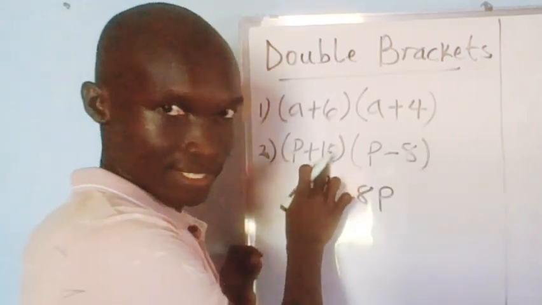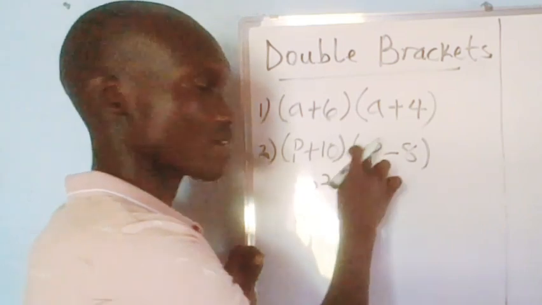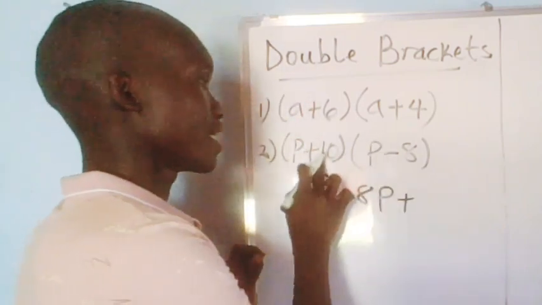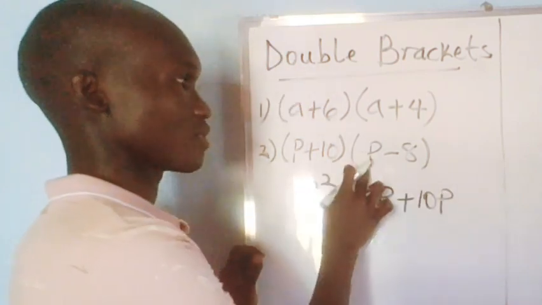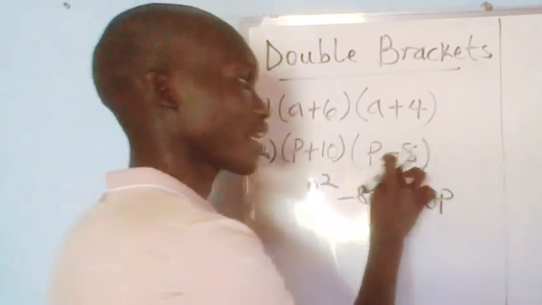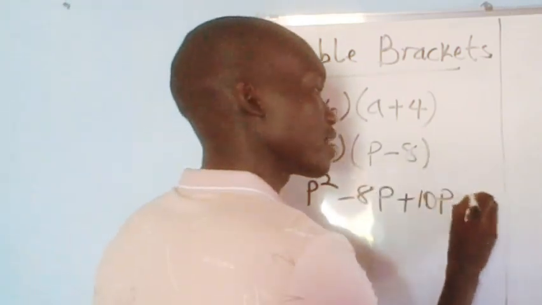Then we come to the next number, which is positive 10. Positive times this positive in front of p will give us positive. 10 times p will give us 10p. We are done with this. We go to the other one. Positive times a negative will be negative. 10 times 8 will be 80.